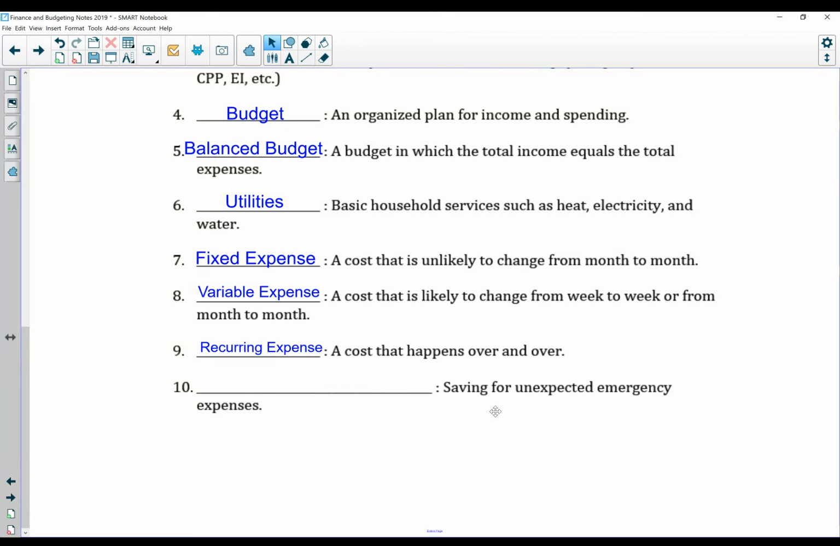And finally, number 10, a phrase that you might have heard before. It's saving for unexpected emergency expenses, something like saving for a rainy day. If you've ever heard that before, it means I'm saving for an unexpected emergency expense. And I highly recommend that in your budget, you save for a rainy day. All right, those are the definitions I wanted to go over. Thanks, guys.